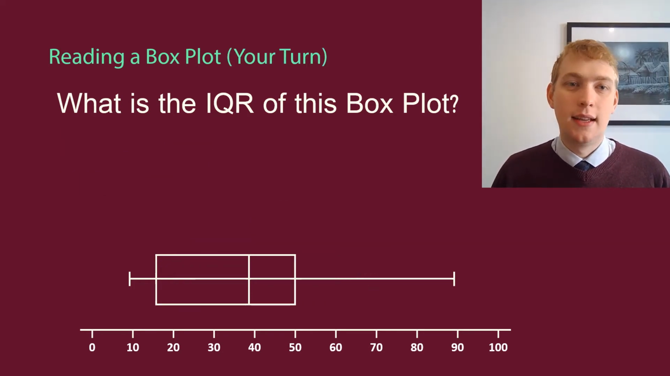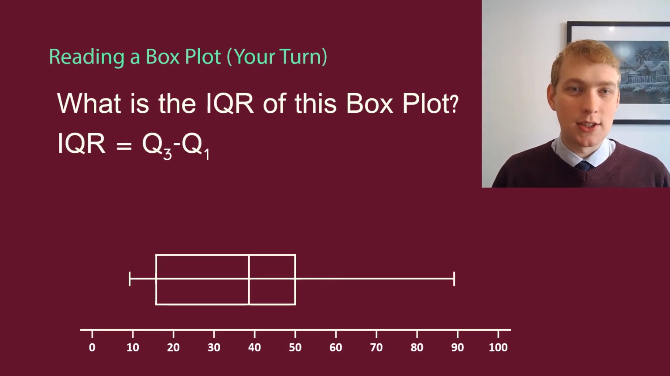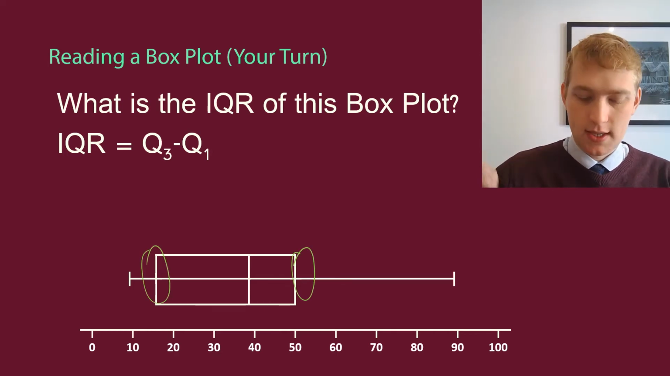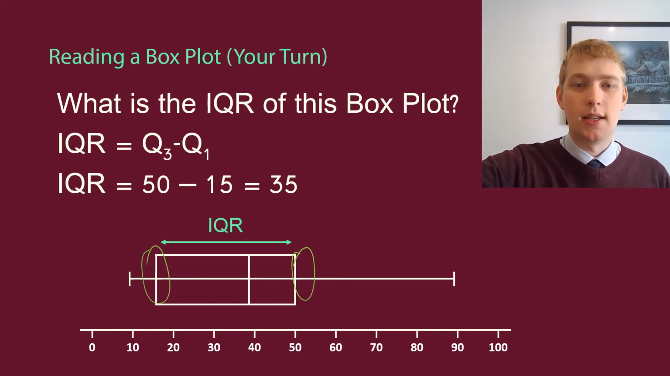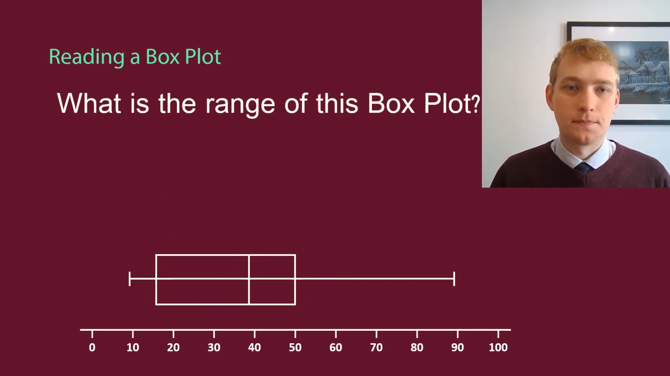Now it's your turn. Find the interquartile range of this box plot. Pause the video now, and then continue and fill in the quiz. Okay, so the interquartile range, again, we're going to use Q3 minus Q1. So Q3 minus Q1 is the interquartile range, and that's going to be about 50 minus 15. So our interquartile range is going to be 35. Don't worry if you were 1 or 2 off, that's completely fine. But that's how we find our interquartile range.